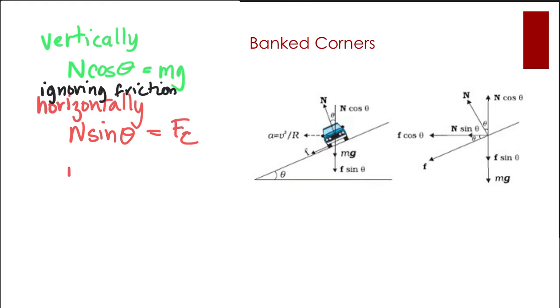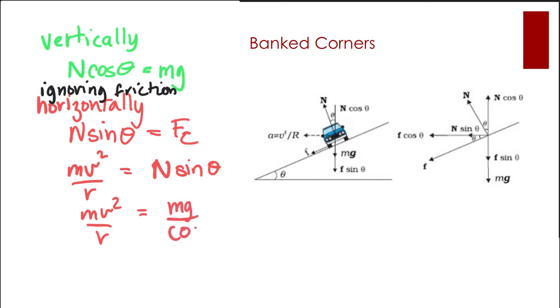So Fc, mass times velocity squared over r, is going to equal our normal force sine theta. Now we know from above here, vertically, I can rearrange that. So mv squared over r, normal force, is also going to equal mg divided by cos theta, using our details from the vertical direction. And now we have, times sine theta. I almost missed it out. Our masses are going to cancel out.